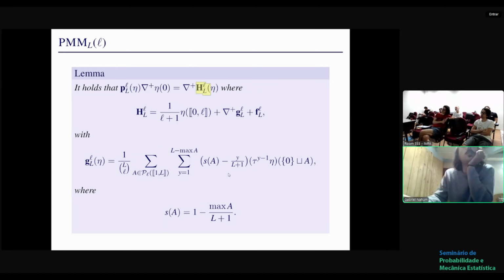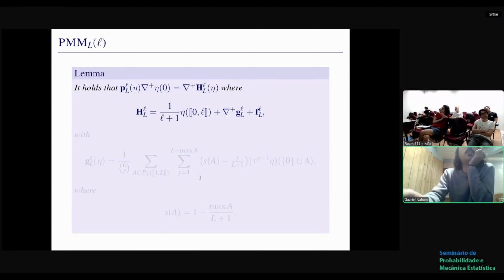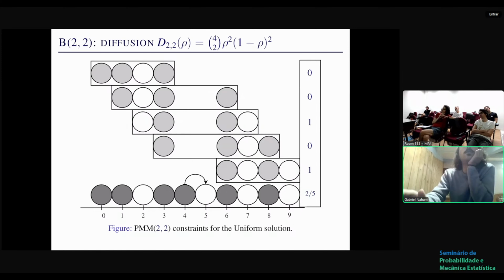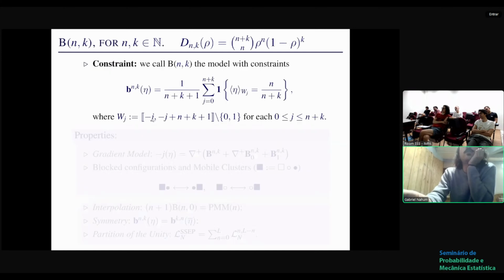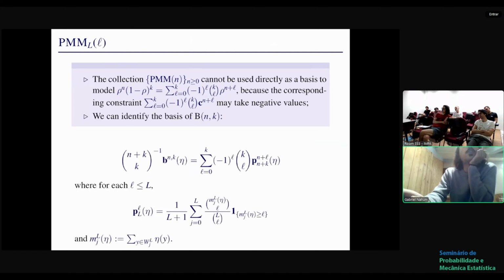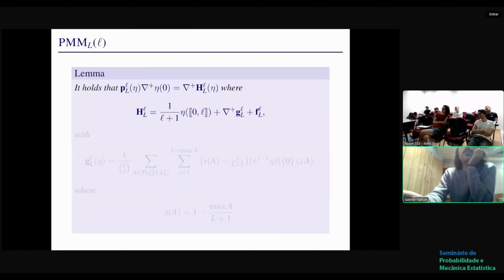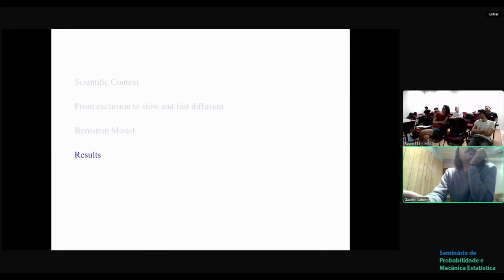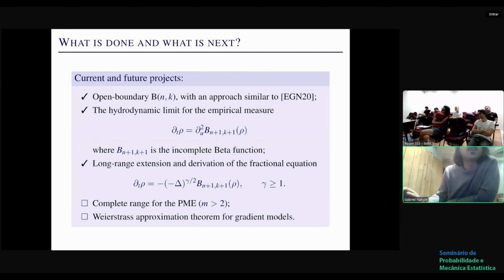Okay, so up to this point we have a nice interpretable model for this diffusion coefficient, and we have a nice expression for the function appearing in the gradient property. So we have more or less all we need to prove the hydrodynamic limit for the underlying process. And well, I think I'm wasting time. So this is what we have for this process and what we are working on at the moment.